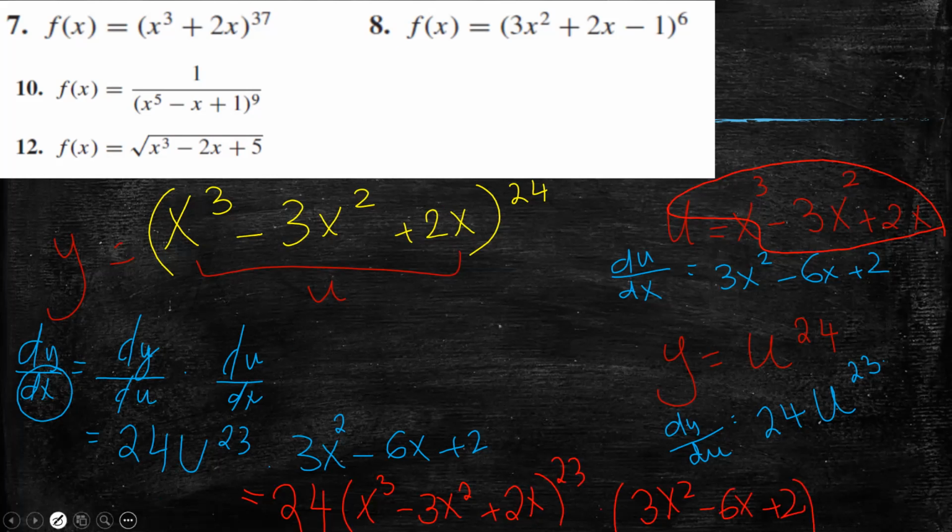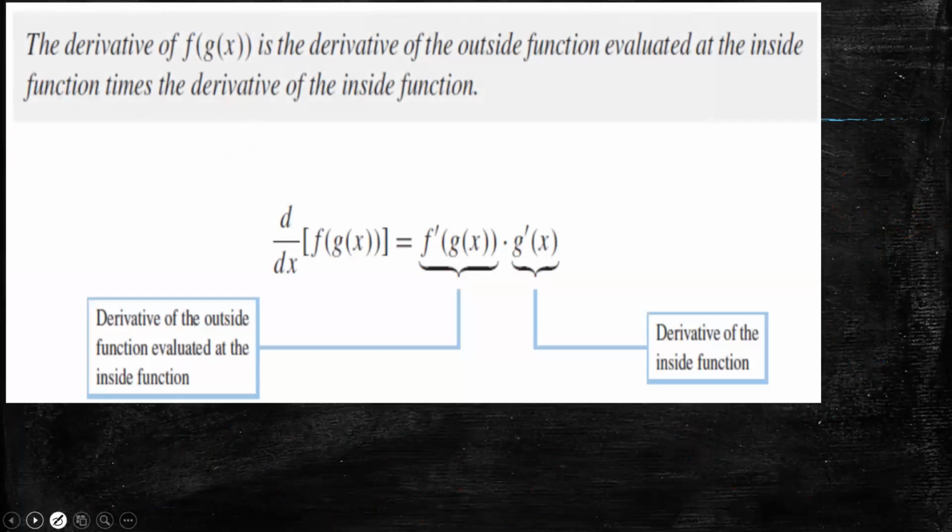Now there's another way. We said that if we have f of g of x, like sine of x cubed, or sine of x squared minus 1, or x squared minus 4 raised to the power 23, and I want to find its derivative, I will say it is the derivative of the outside function times the derivative of the inside function. If you have f of g of x, you find f prime and keep g of x, times the derivative of the inside function, which is g prime of x. This is an alternative way to find the derivative of a complicated function.